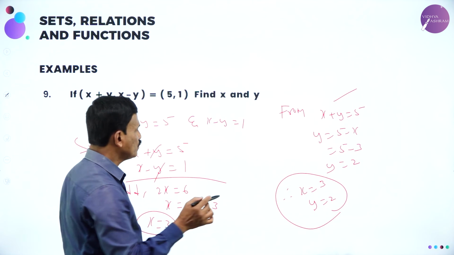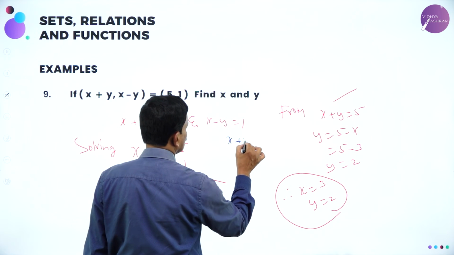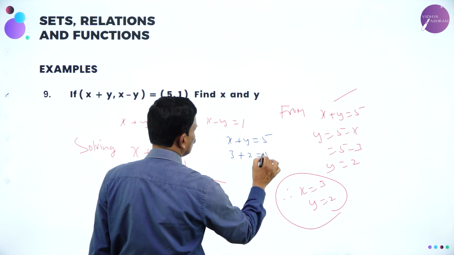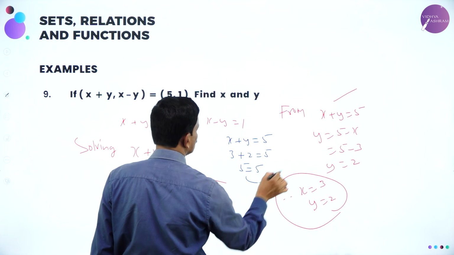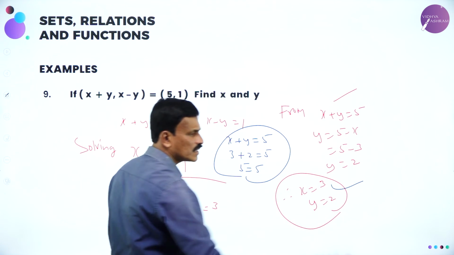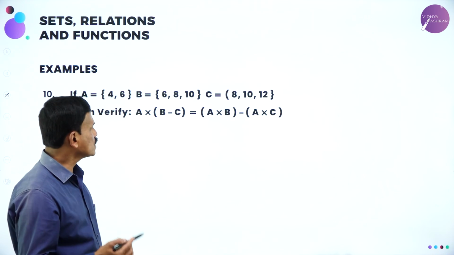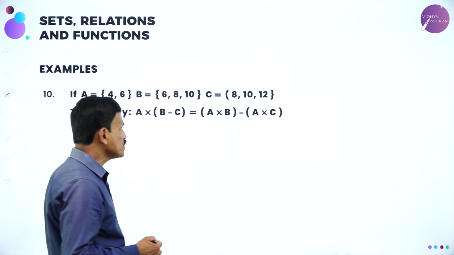If you want to verify from the equation x plus y is equal to 5, what is x? 3. What is y? 2. 5 is equal to 5. So the given answer is correct. That's it. Very simple type for 2 marks. Now let us come to the last problem in this concept.